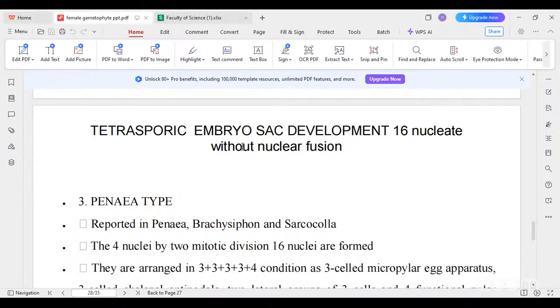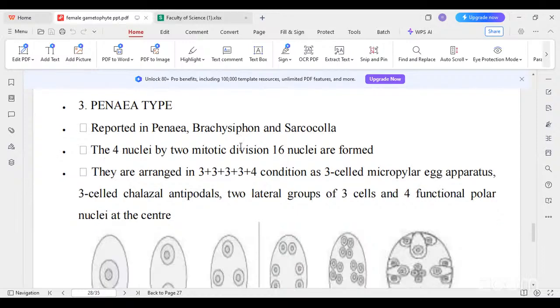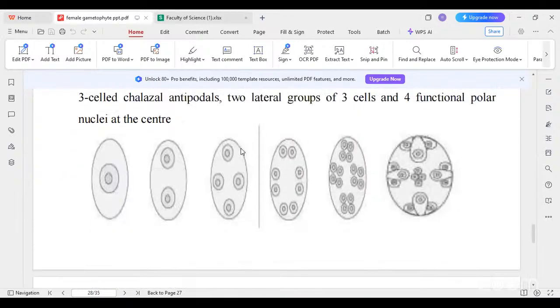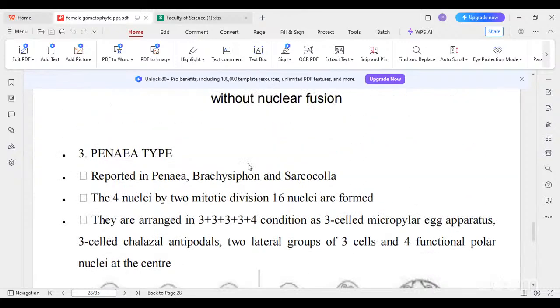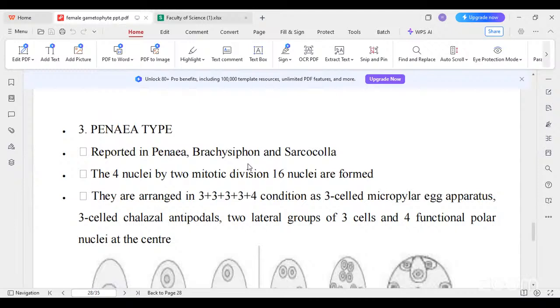Next one, the third: tetrasporic embryo sac development, the 16-nucleated, without nuclear fusion. The first one is the Penaea type, the second one is the Drusa type. The Penaea type is reported in Brachysiphon and Sarcocolla. These two plants you can observe with the Penaea type of embryo sac.